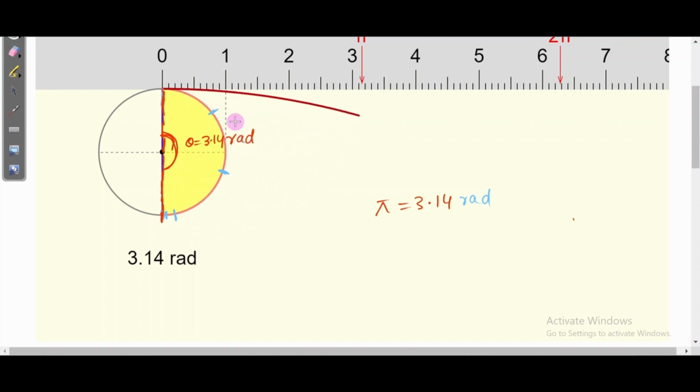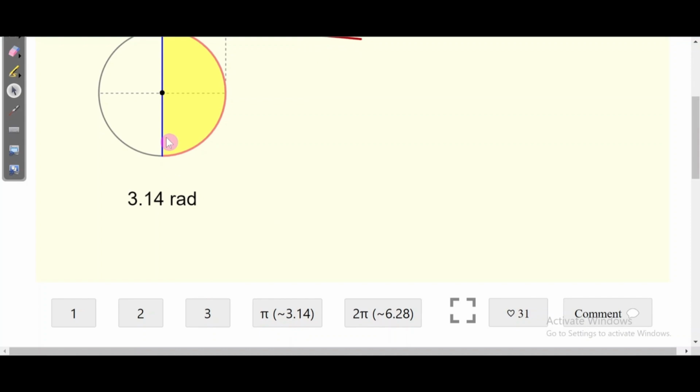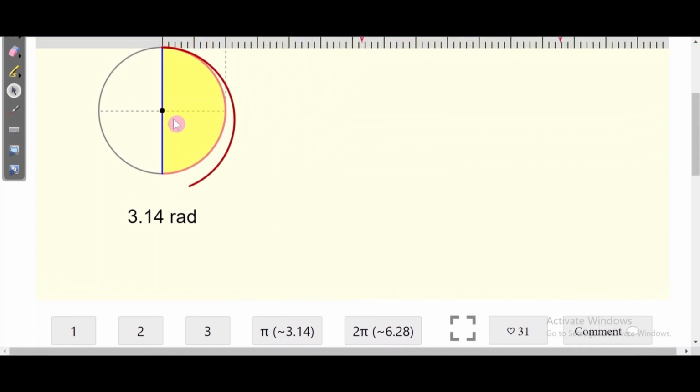So if we cover 3.14 radian, then it will cover half of the circle. Here the half of the circle is shaded. So 1 pi is equal to 3.14 radian, which is equal to half of the circle. So if 1 pi covers half of the circle, then 2 pi will cover the whole circle.